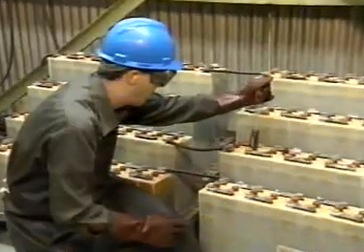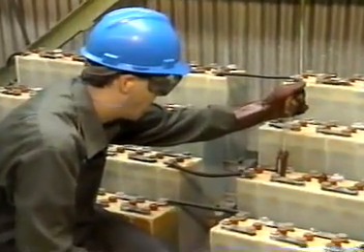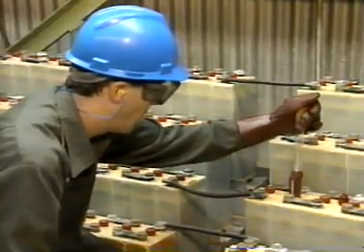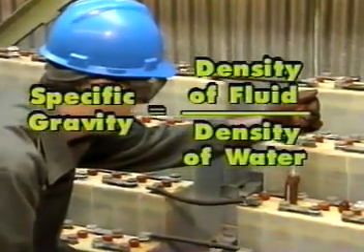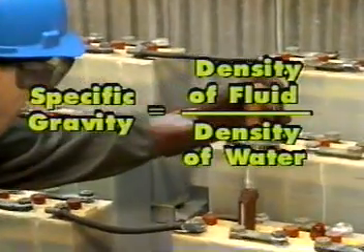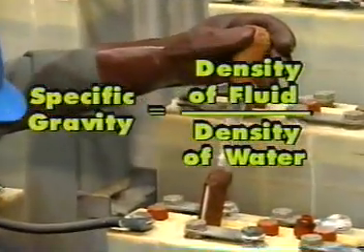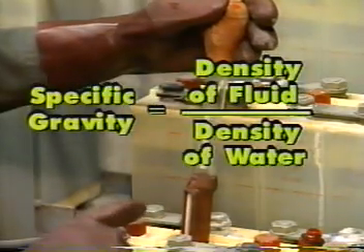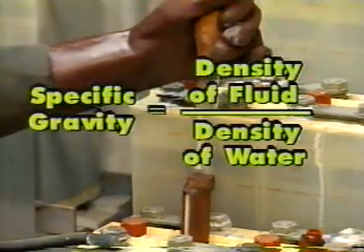Specific gravity is a ratio that compares a fluid's density to the density of water. The formula for specific gravity is specific gravity equals the density of the fluid being considered divided by the density of water. For these purposes, the standard density of water is 62.4 pounds per cubic foot.